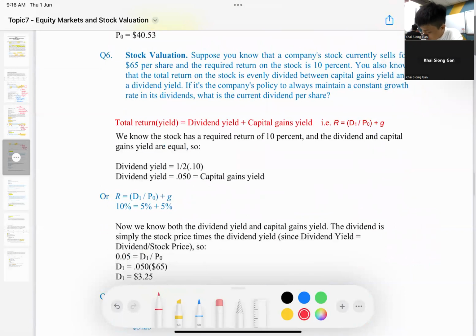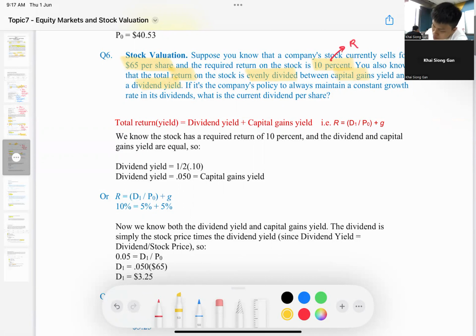Okay, stock valuation. Suppose you know that a company's stock currently sells for 65 per share. This is your share price, P0. The required rate of return on the stock is 10%. This is your R. You also know that the total return on the stock is evenly divided between capital gains yield and dividend yield. So 50%, 50%.